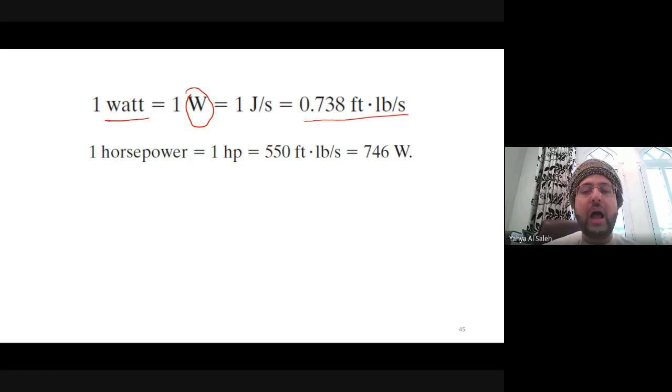Why? How did they measure that one horse is 550 blah, blah, blah? I have no idea. But people have become used to it, and it's easier when you're buying a car for them to tell you that it is 275 horsepower, 275 HP, than telling you it is about 205,000 watts or 205 kilowatts. It doesn't really make an example.